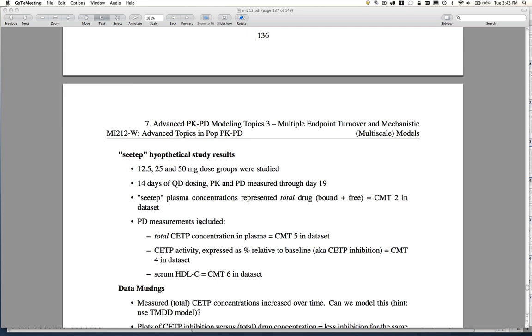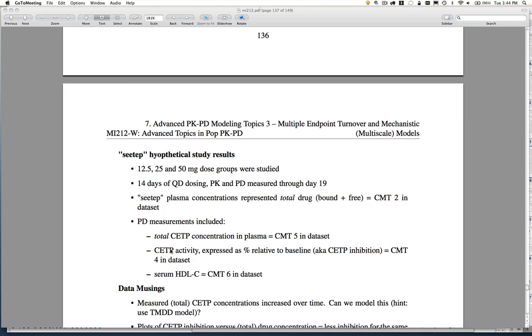We also have measurements of the actual enzyme here, so the CETP. We have that at baseline, so we know where people started. But as the drug binds to it, we actually see an increase in total CETP over time. And again, we have a measurement of this. We don't have a measurement of free, we don't have a measurement of bound, but we have a measurement of total CETP. So again, we've got total drug and we've got total CETP.